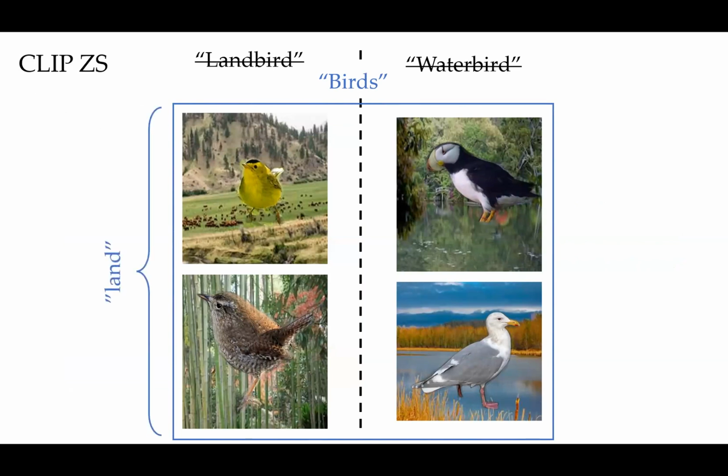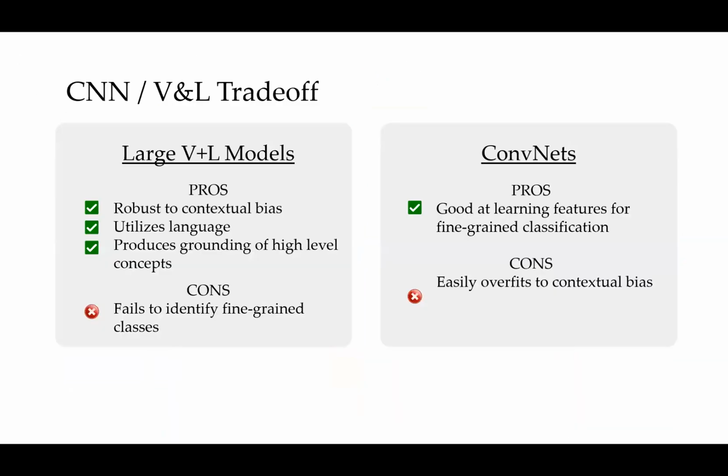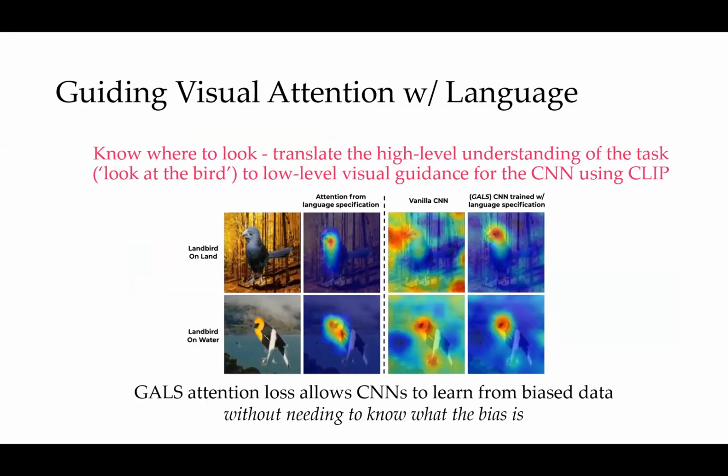And conversely, I also know where land is, or which is land and which is water. But there's a trade-off in these large-scale vision and language models. The large-scale models are generally robust to contextual bias, but they fail to do well at fine-grained categories. So if you just want to recognize bird versus cat, pretty good. But if you really want to recognize a specific type of water bird and contrast that with a specific type of land bird, maybe not.